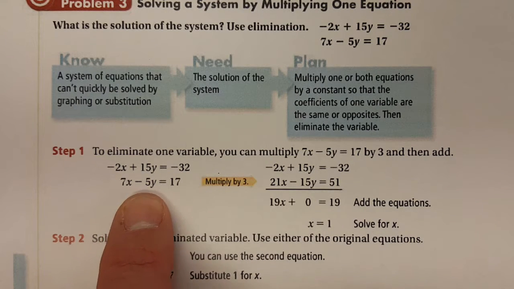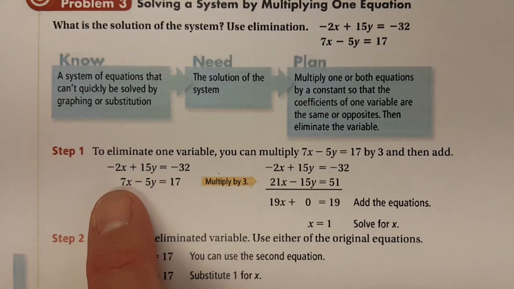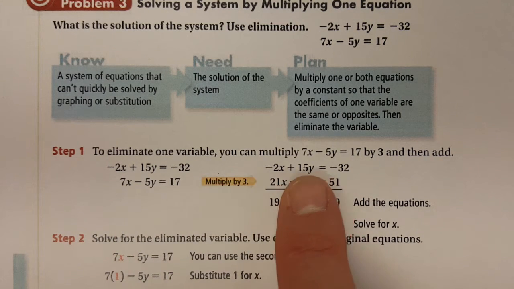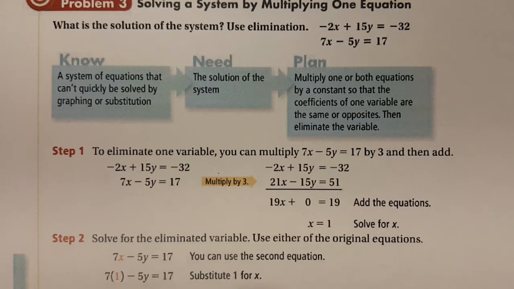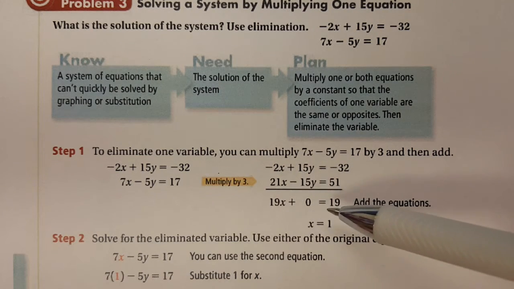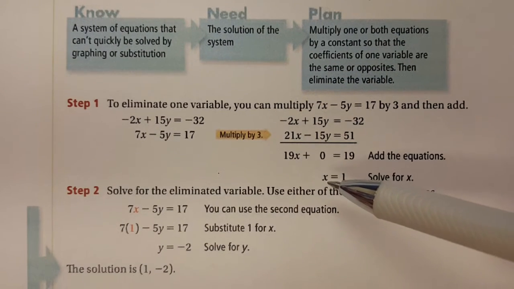That's what they do right here. They take everything times 3, look what they get. They take the 7x, the -5y, and the 17 times 3. They also restack it, because when you multiply and restack it, everything lines up all nice and neat. Cancels, combines, combines. One-step equation, 19x equals 19, boom, x equals 1.